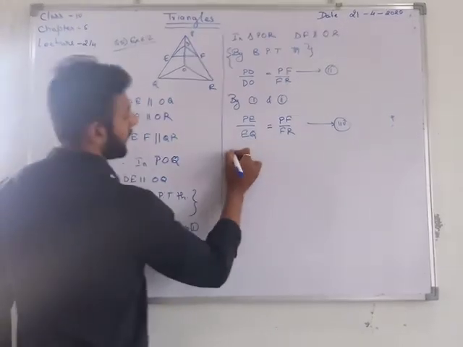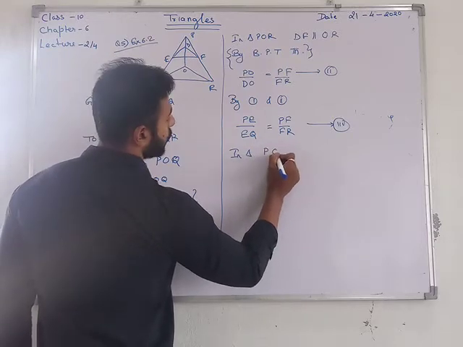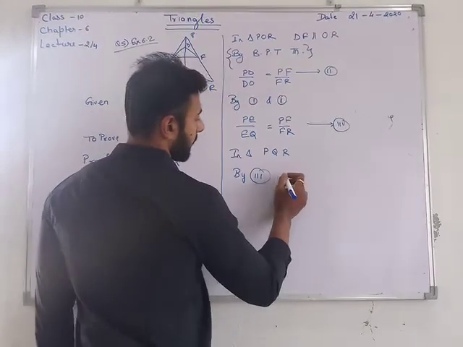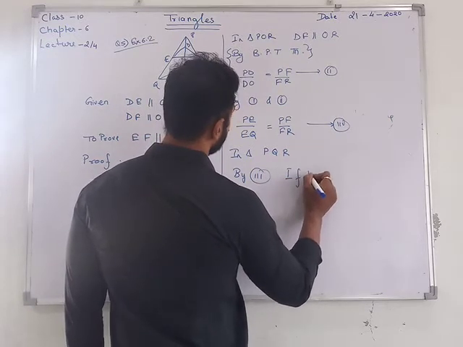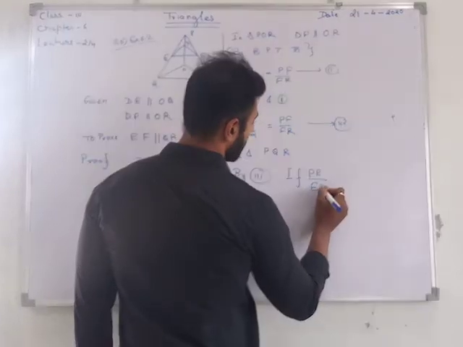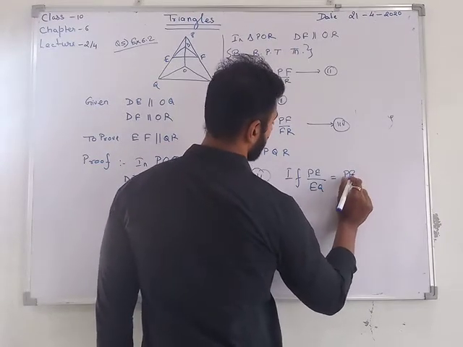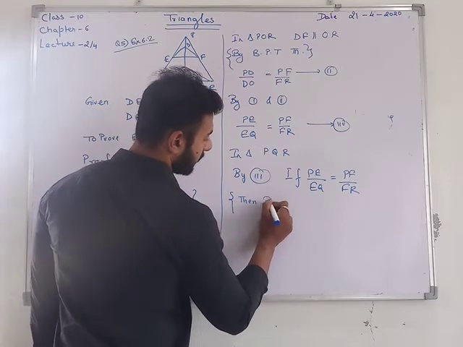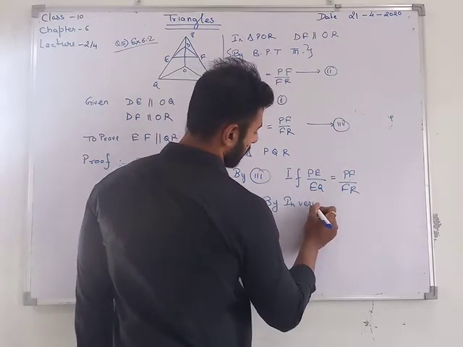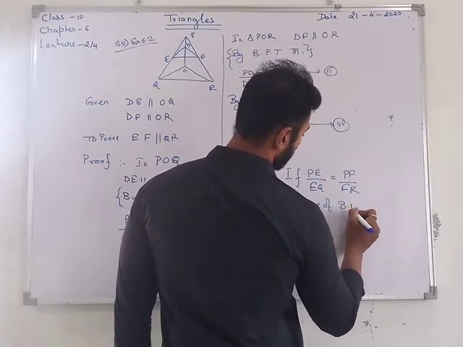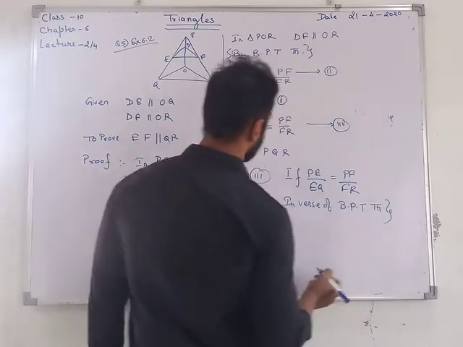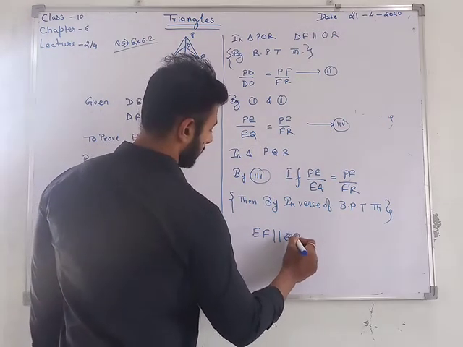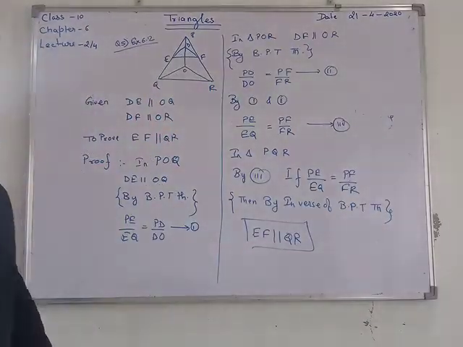Now in triangle PQR, by third, if PE upon EQ is equal to PF upon FR, then by inverse of BPT theorem, we can say that EF is parallel to QR.